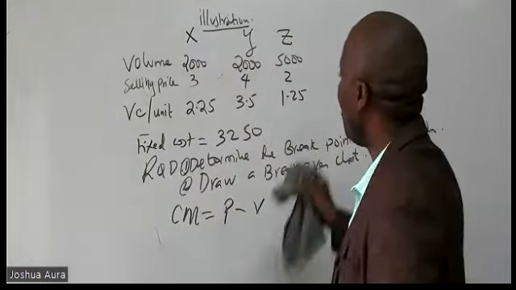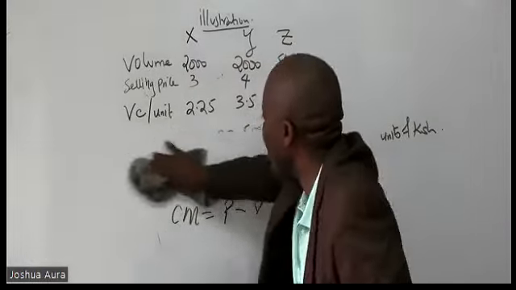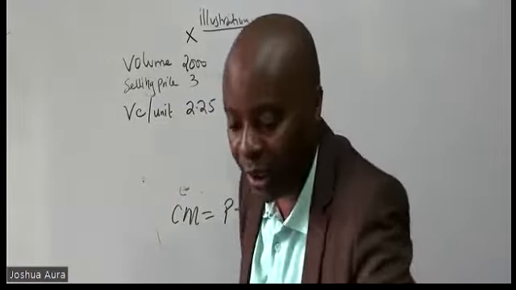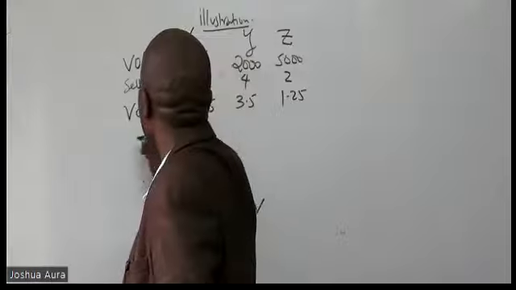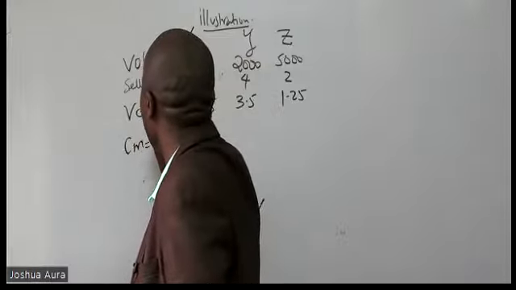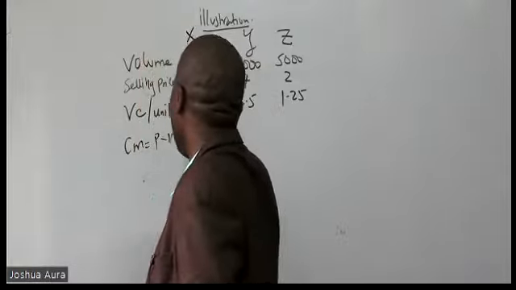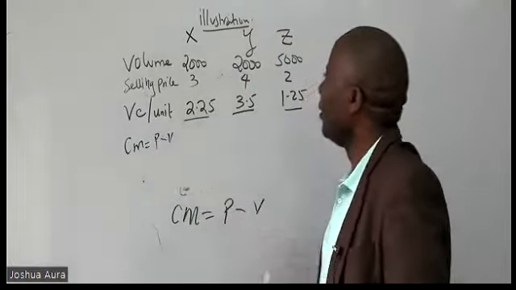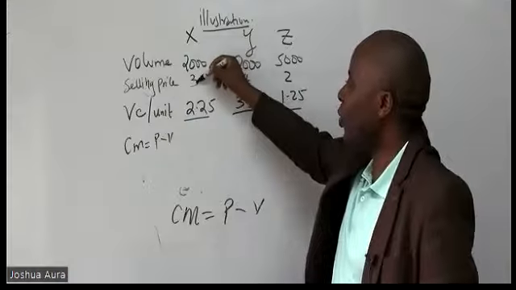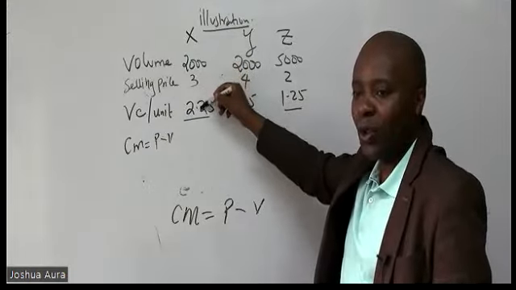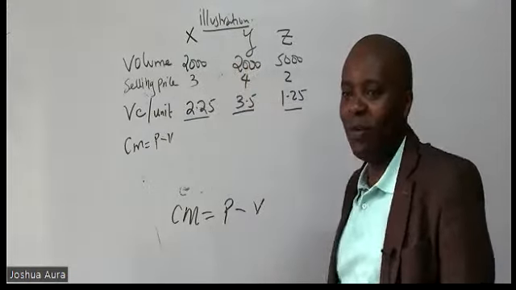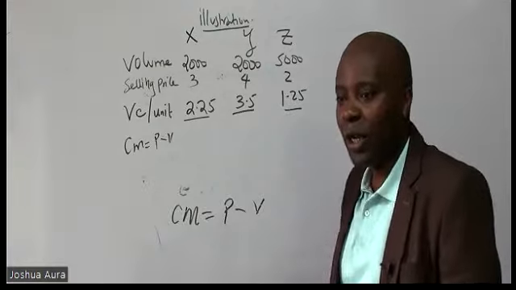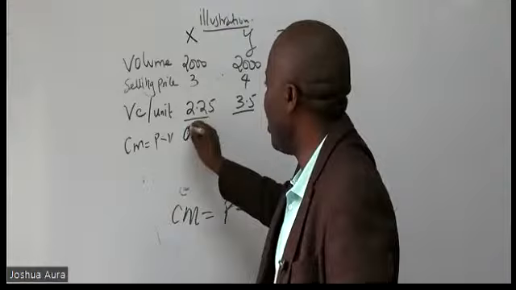What I would want to do is to come and create a row here where I get the contribution margin for each product, which is price minus variable cost. So is there somebody who is able to do that for me? For example, for X, I'll take 3, which is the selling price, minus 2.25. Could you kindly give me this contribution margin per unit? So the first one I'm being told by Gordon is 0.75.